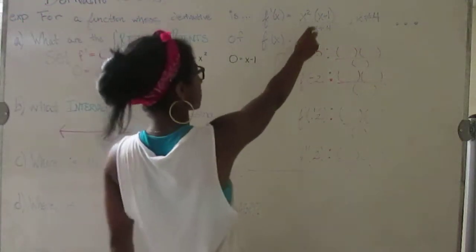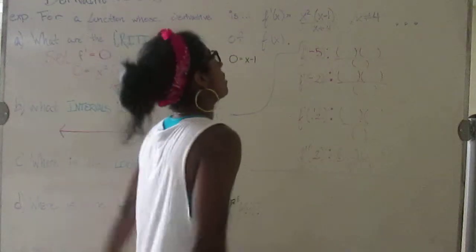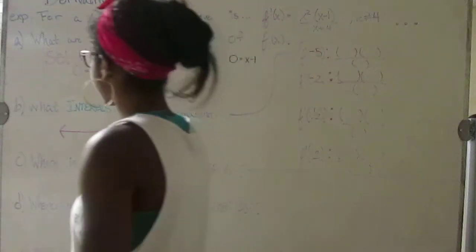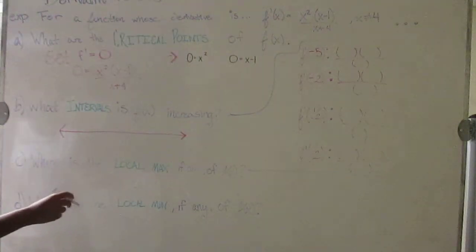of x equals x squared times quantity x minus 1 all over x plus 4, where x is not equal to negative 4. And then the first question we have is: what are the critical points?